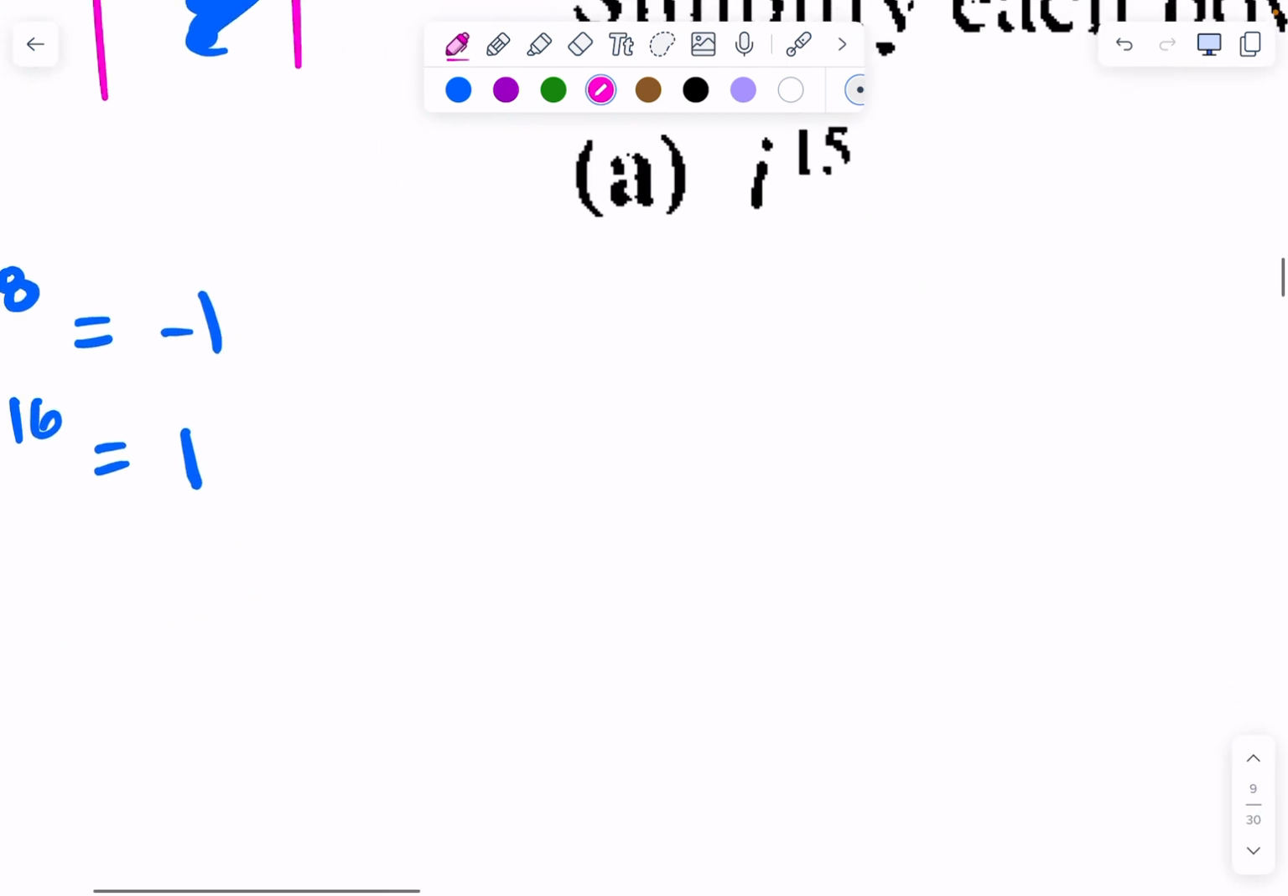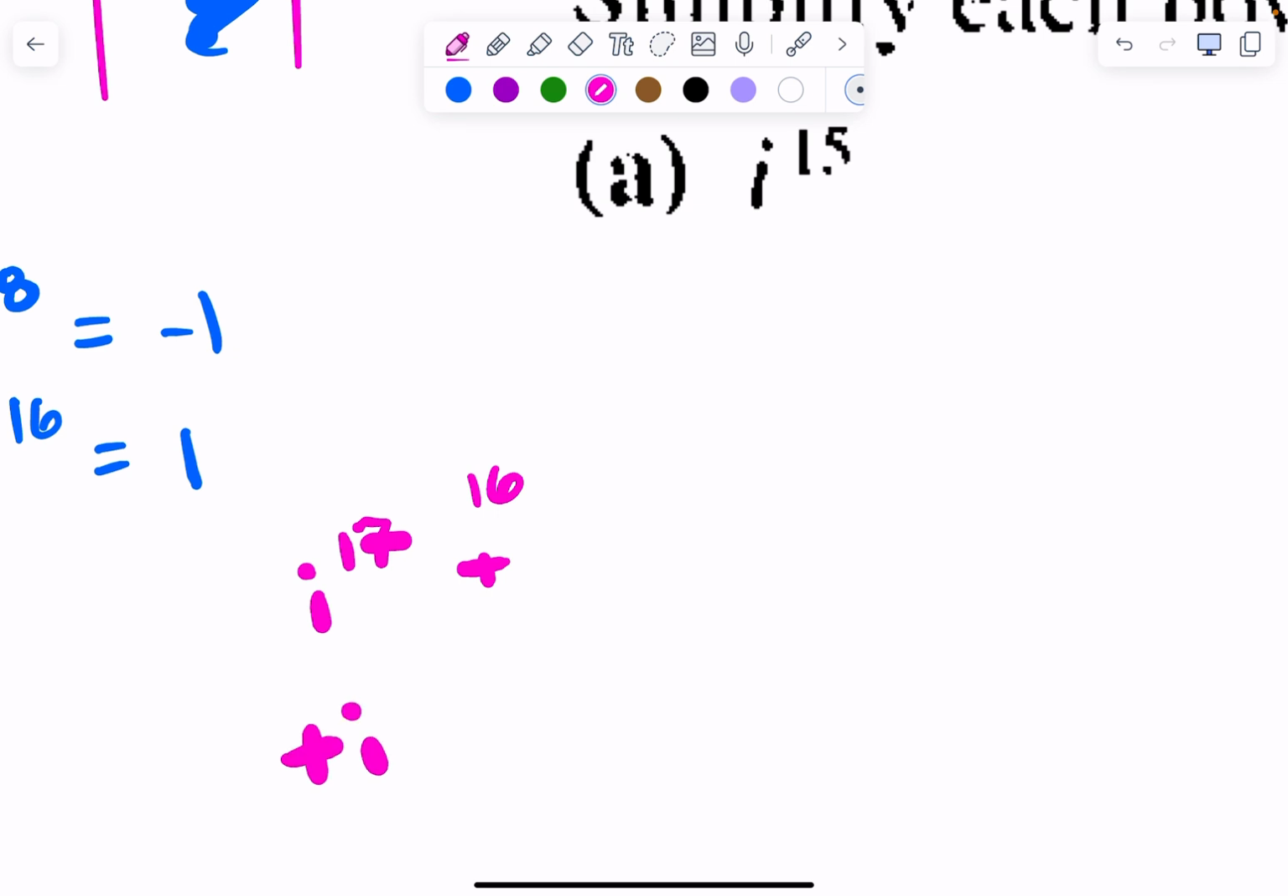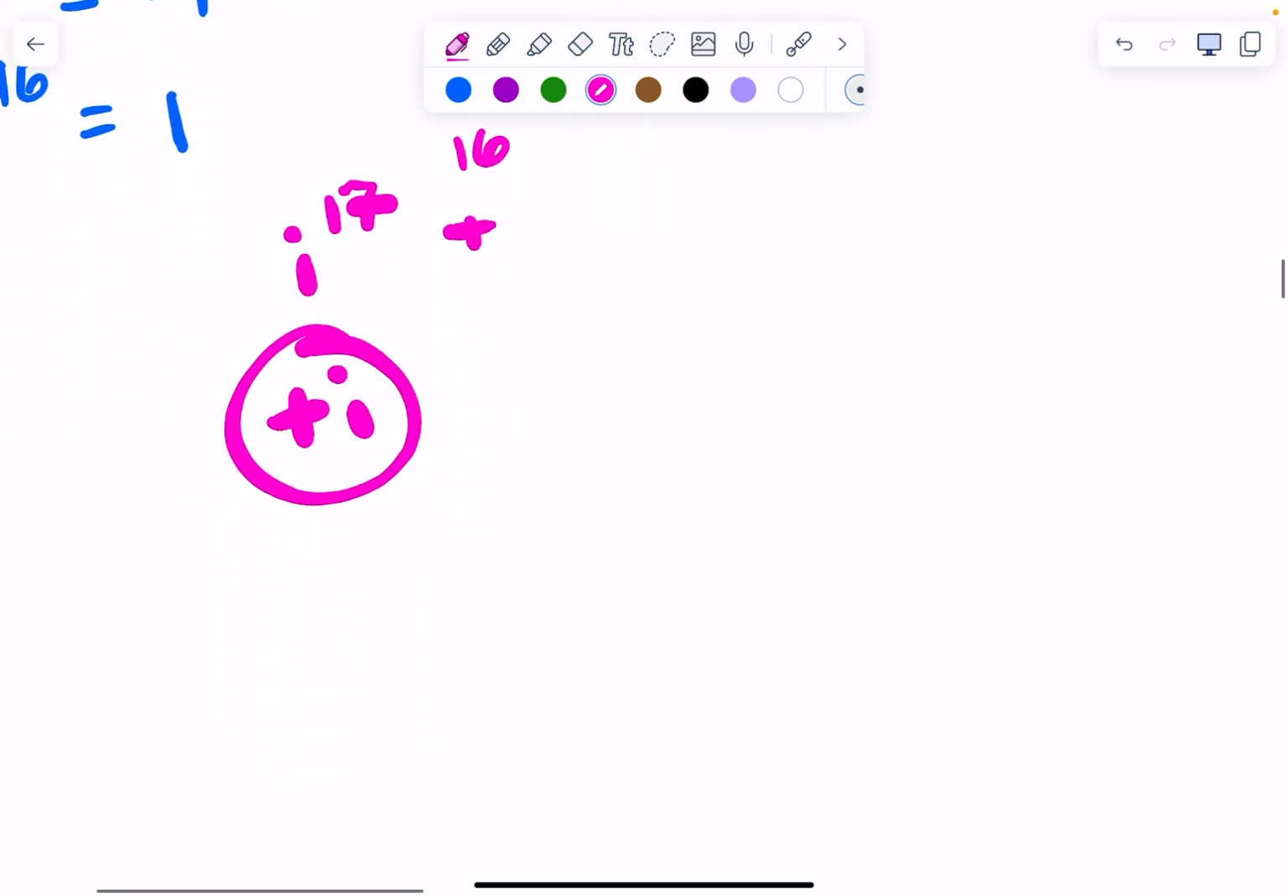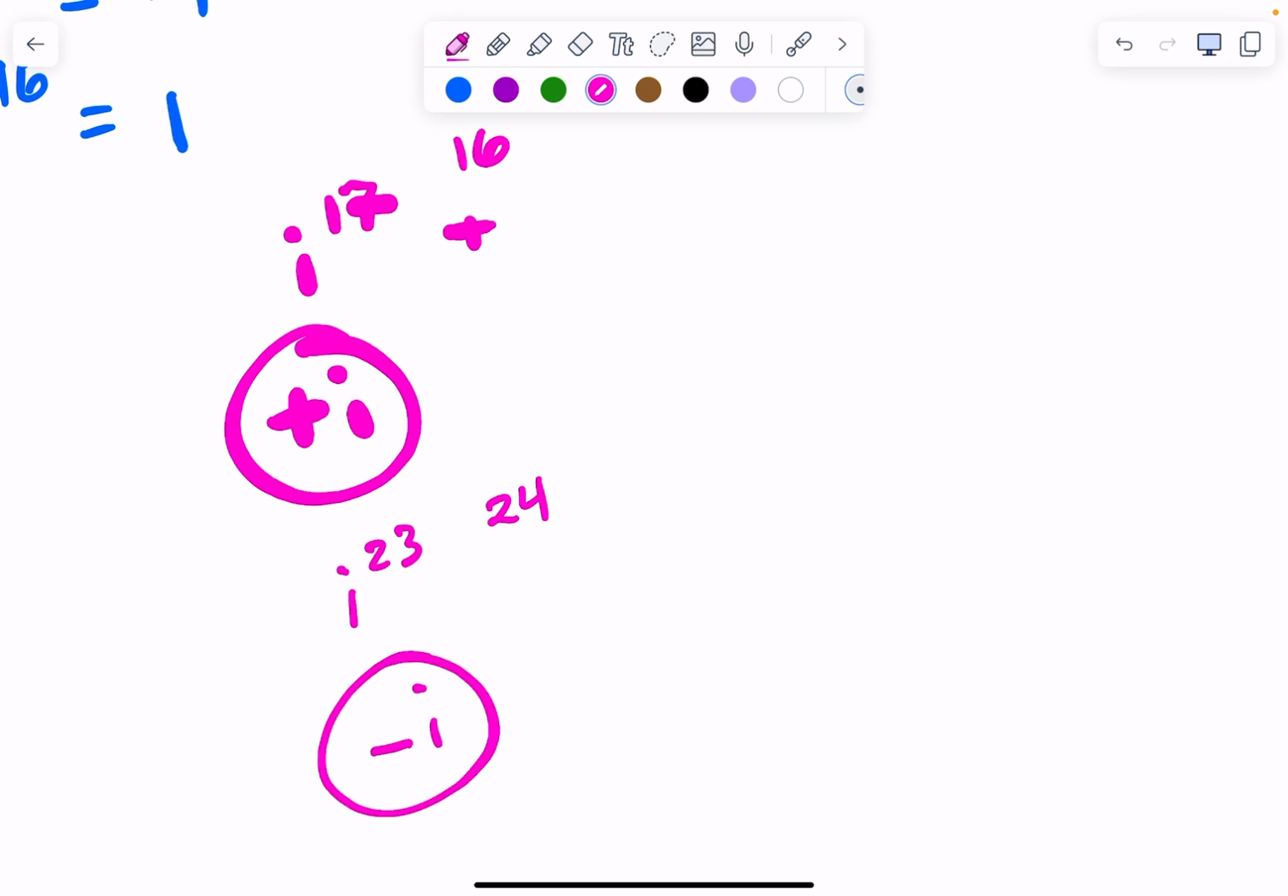Okay, so let's say like I to the 17th power, right? What's the closest number that's divisible? 16. This is 1 more than, which is plus, so that means it's going to be positive I. Okay, got it? Makes sense? Let's do I to the 23rd power. 24 is divisible by 4. This is 1 less than, so it's going to be negative. That makes sense? Less than means minus I. 1 more than means positive I.